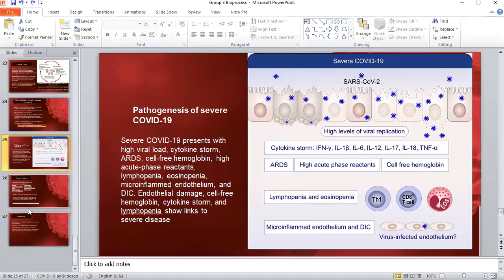What will happen if the immune response excessively produces interferon gamma, interleukin 1b, interleukin 6, 12, 7, 17, 18, and also tumor necrosis factor alpha? What will happen with the lungs or other organs of the patient?